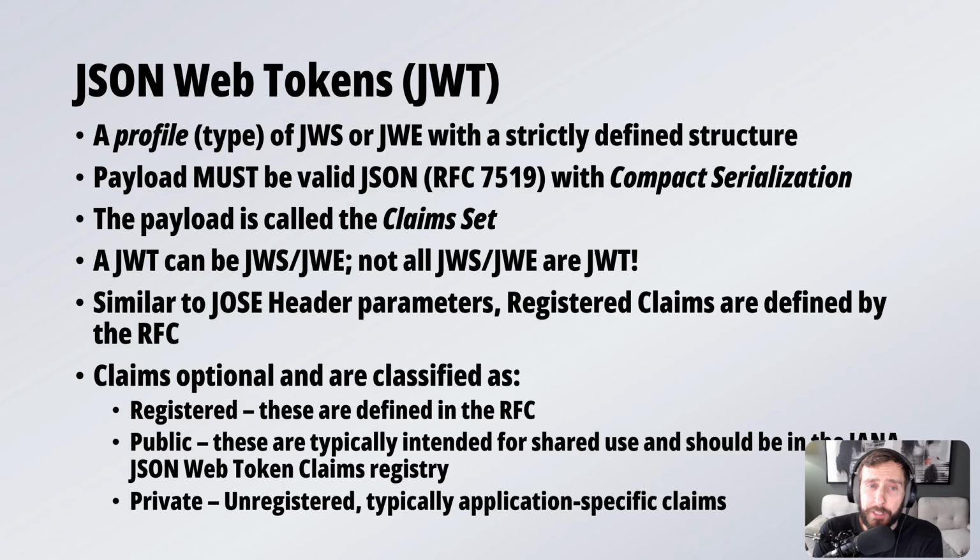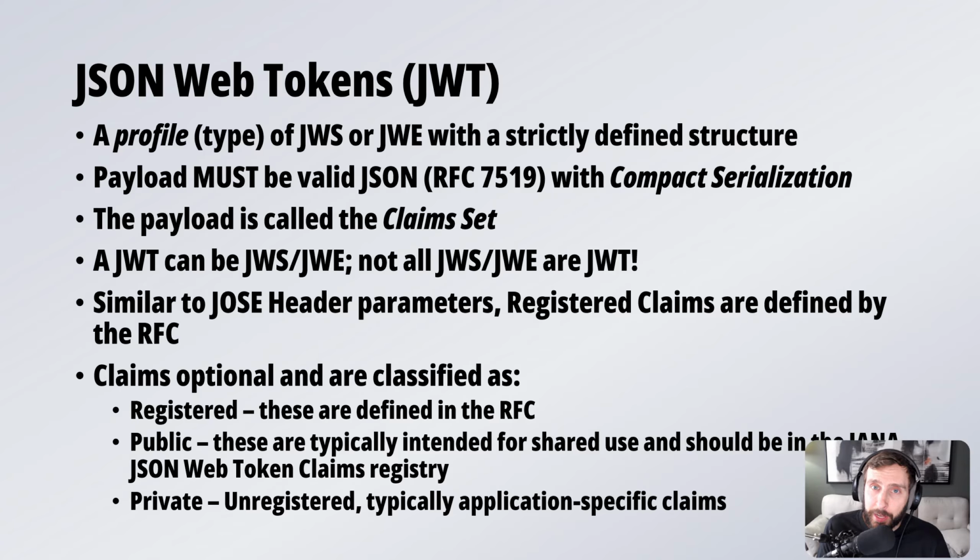The payload in particular is called the claim set. It is a set of key-value pairs that are defined with JSON, similar to JOSE header parameters. Registered claims that you can have within your payload are defined by the RFC, but you're not limited to registered claims. So claims are optional and also span across three different classifications.